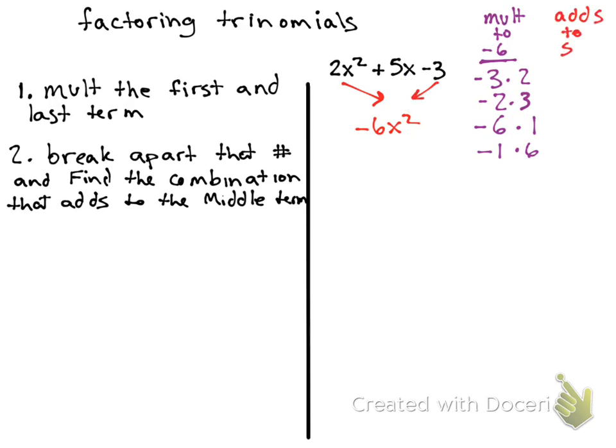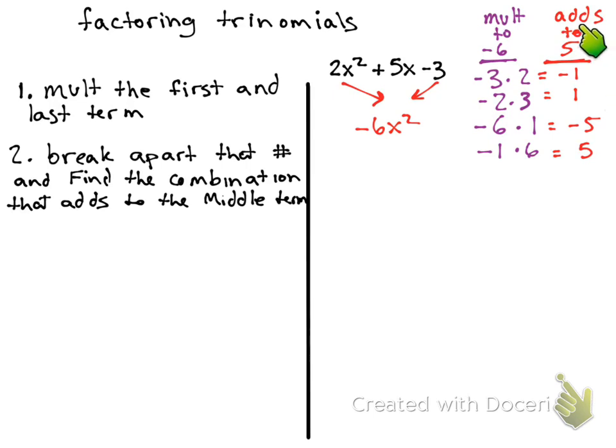So we're going to combine all these numbers and figure out which combination adds to the middle term, which is 5. So we have negative 3 plus 2 is a negative 1. And then the next one, negative 2 plus 3 is a positive 1. Negative 6 plus 1 is negative 5. And then the last one, positive 5.